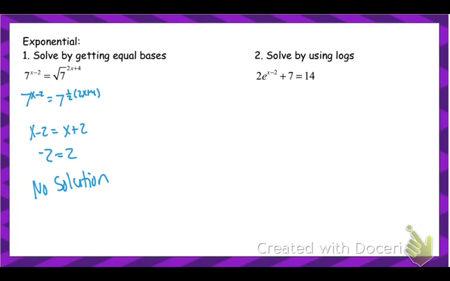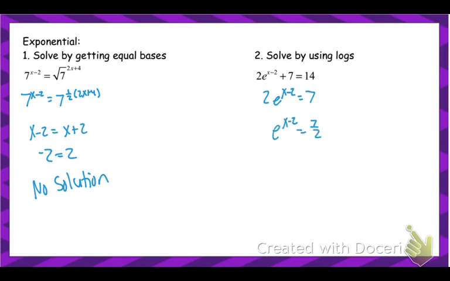Now sometimes it's not possible to rewrite these in terms of the same base, or sometimes there's just one base that has an exponent. So if that's the case, we're going to need to use logs. So on this one here, we'll go ahead and get the exponent base by itself. So I would subtract 7, and then I would divide by 2.